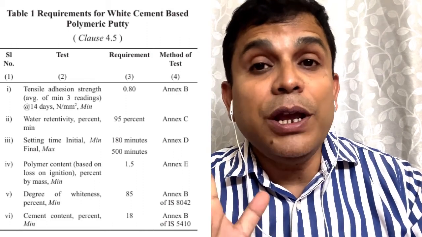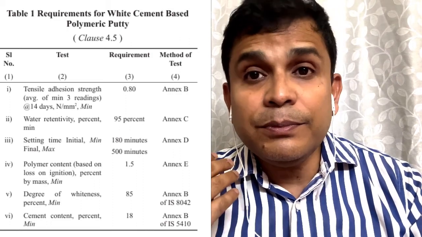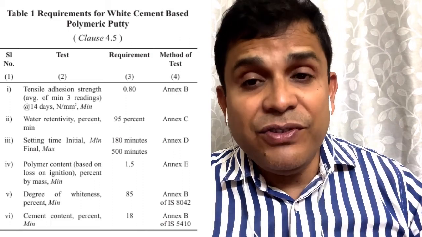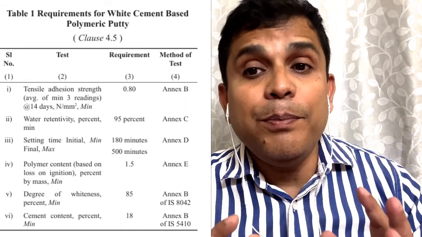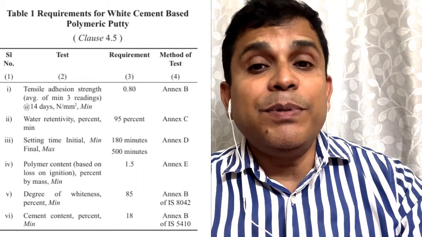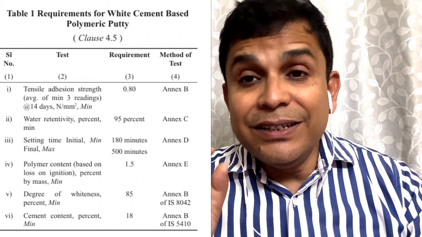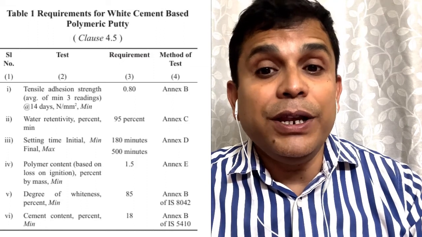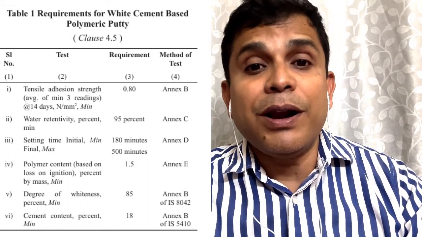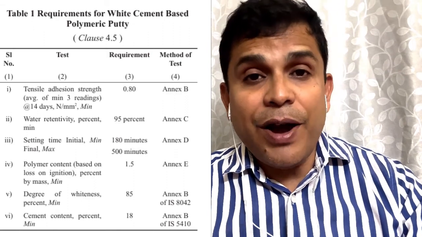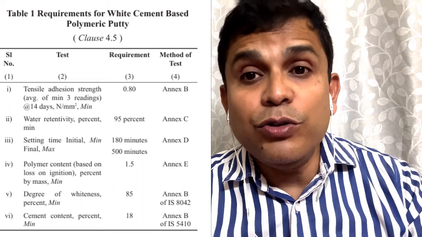And the degree of whiteness is 85%. That is most important, because whenever you are using this putty, it gives a white finish. So the minimum whiteness is 85%, and the cement content should be minimum 18% inside the wall putty. So these are all the requirements of wall putty as per IS 17545, because whenever we are working in India, we need to follow the IS code.